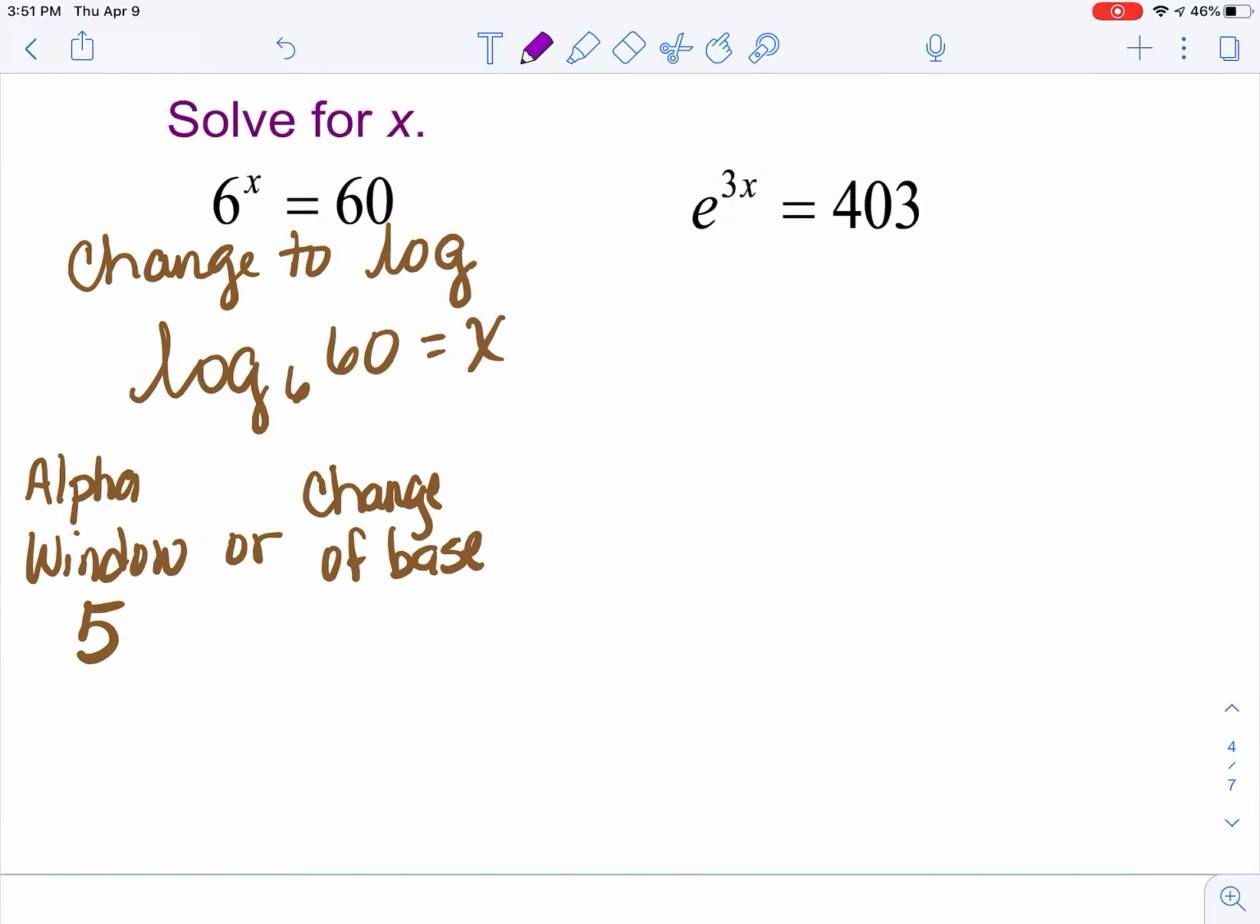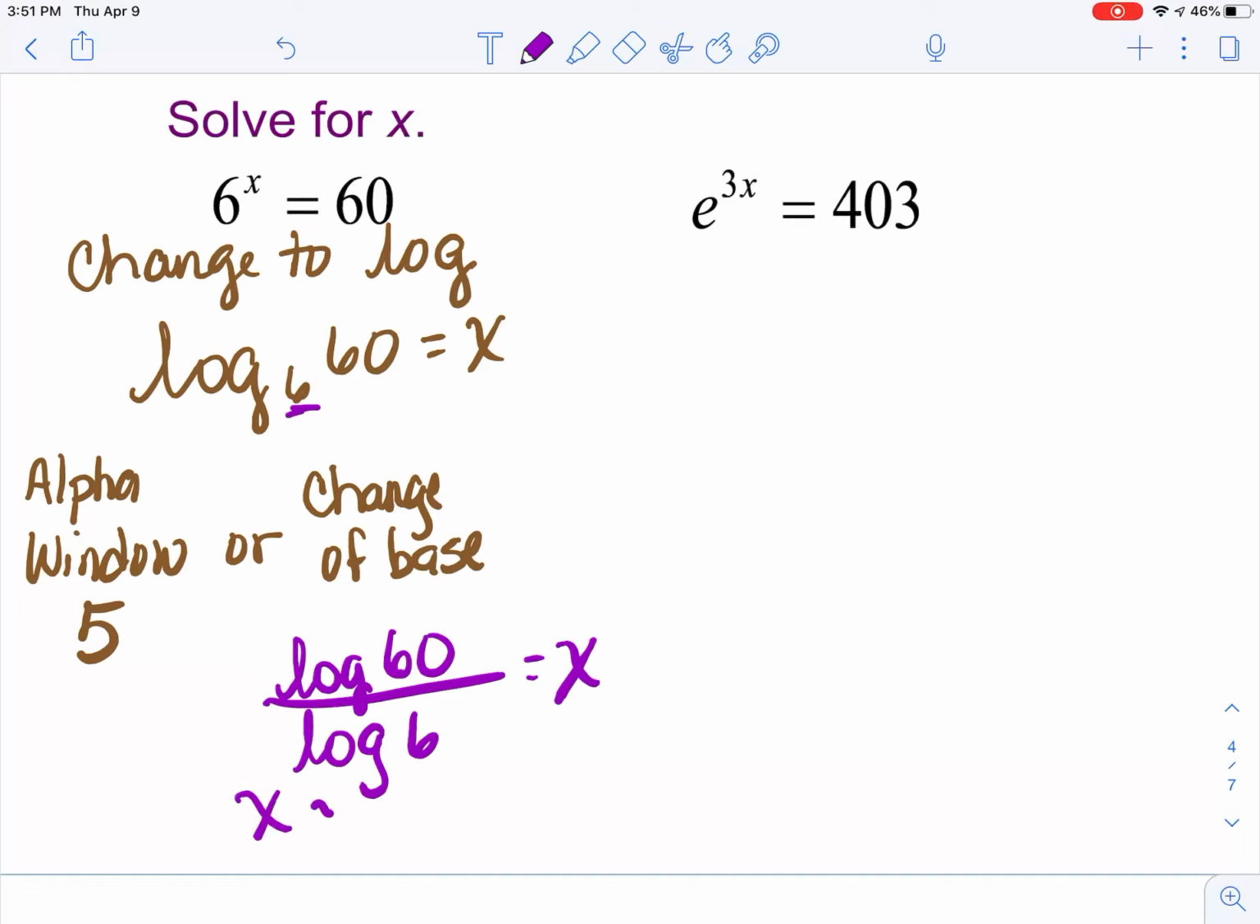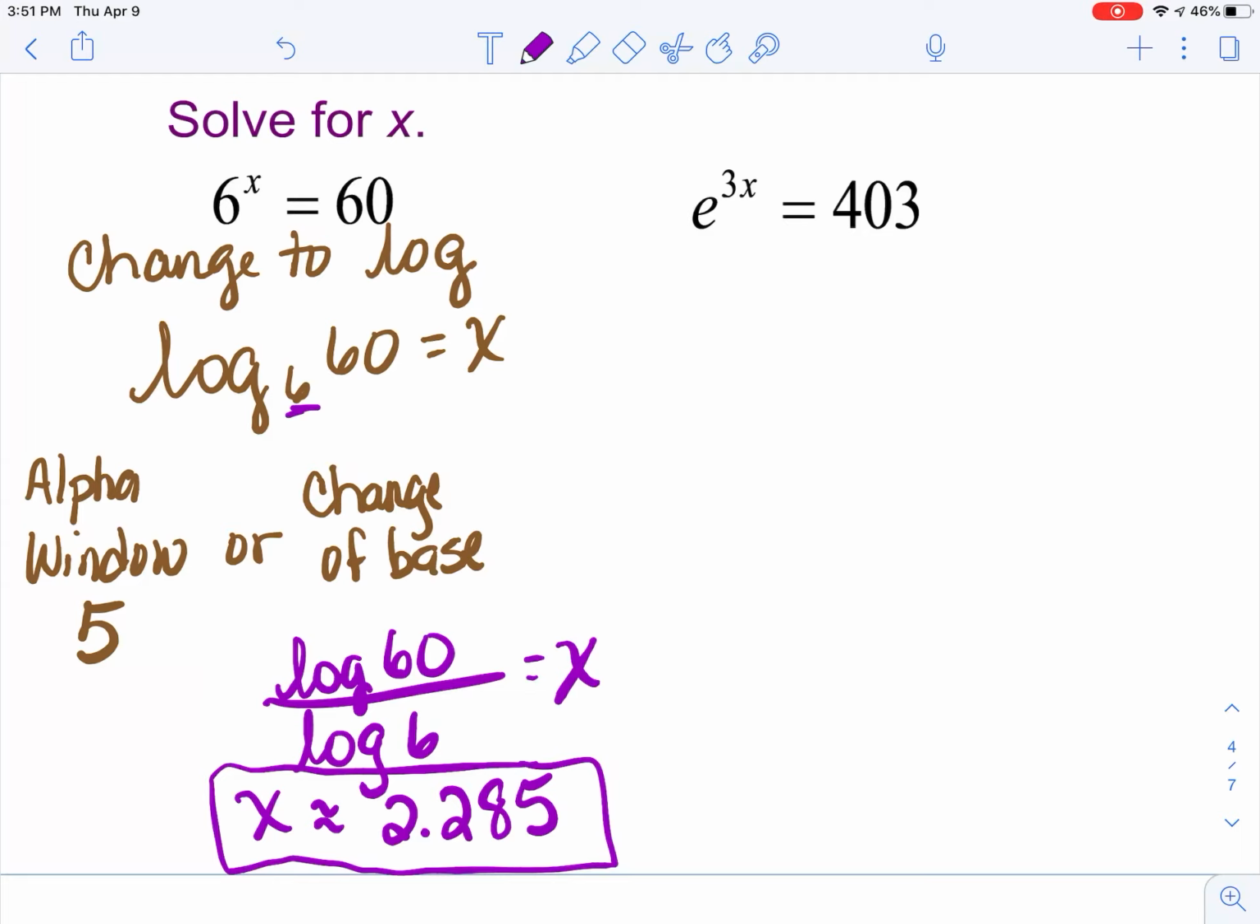To do the change of base, remember we have a log over a log. What's my base? My base is 6. 6 goes in the basement. 60 goes on top. So if you put this in your calculator, you're going to get x is approximately 2.285. And that is our answer.